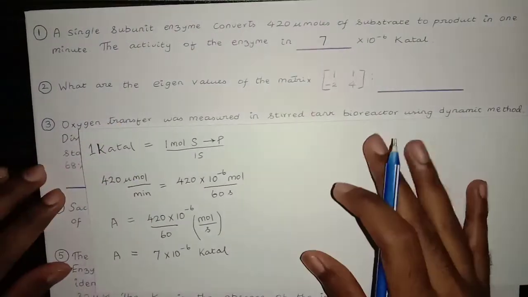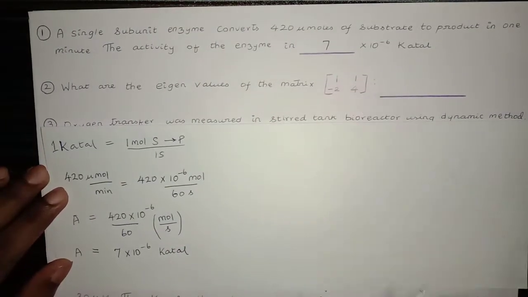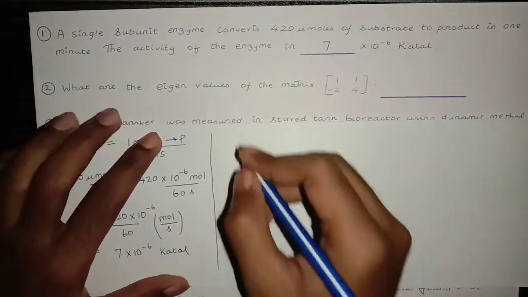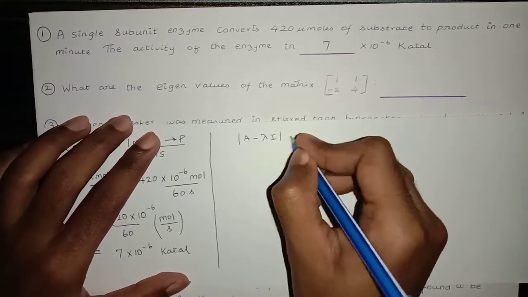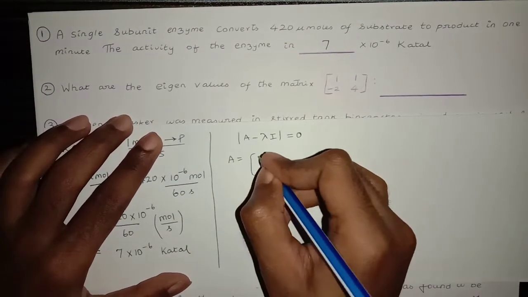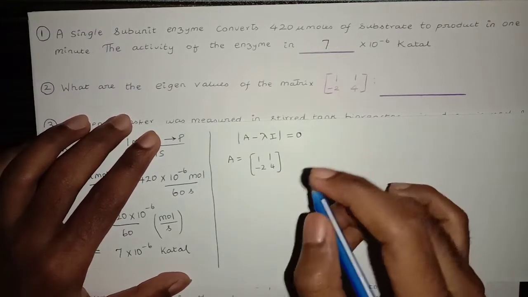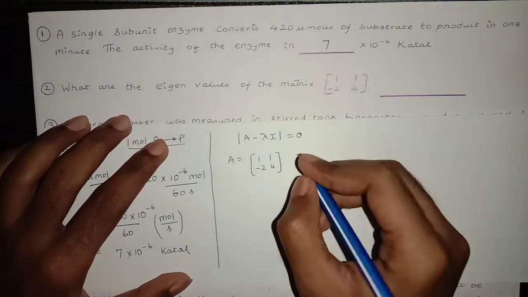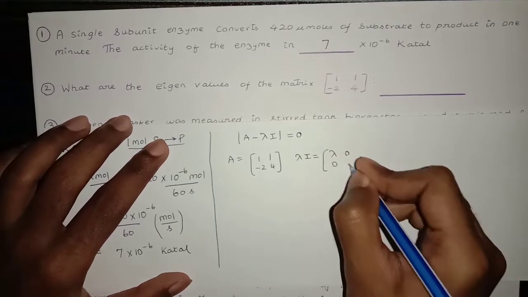So let's move to the second question. What are the eigenvalues of the matrix 1, 1, minus 2, 4? So we start with the determinant of A minus lambda I is equal to 0. Here A is equal to 1, 1, minus 2, 4. It's a 2 by 2 matrix. Therefore I is an identity matrix of order 2 by 2. Therefore lambda I is equal to lambda 0, 0, lambda.